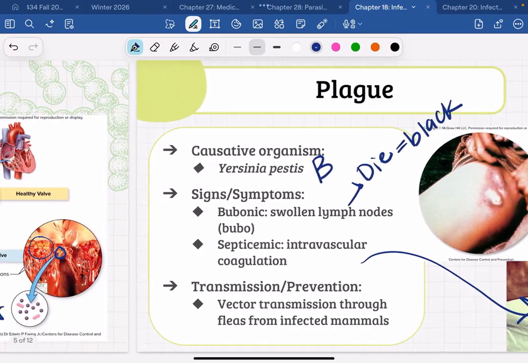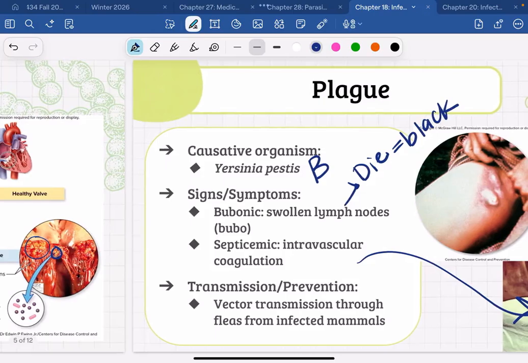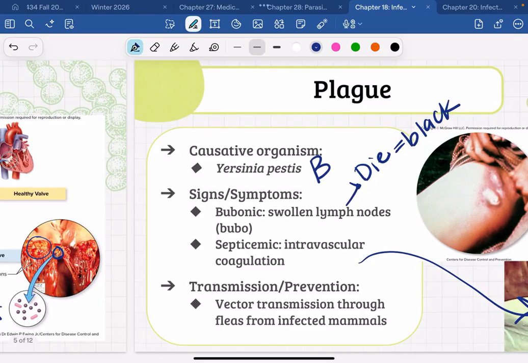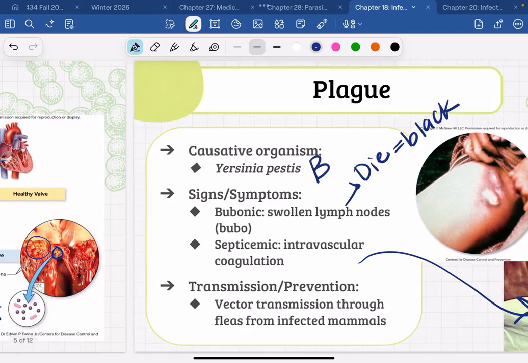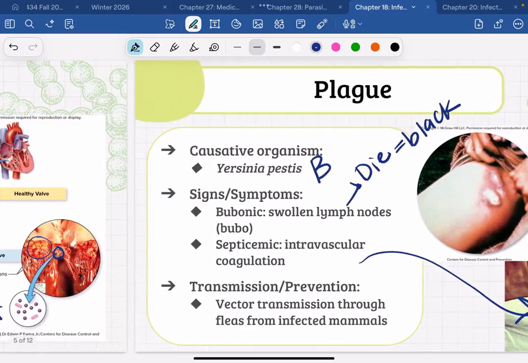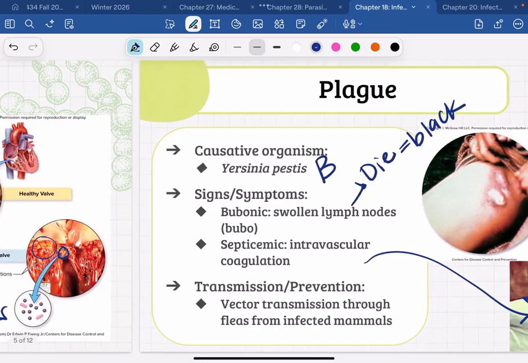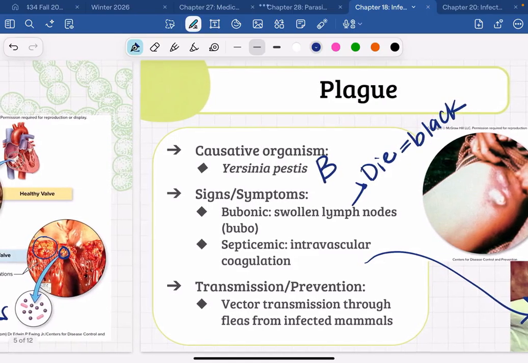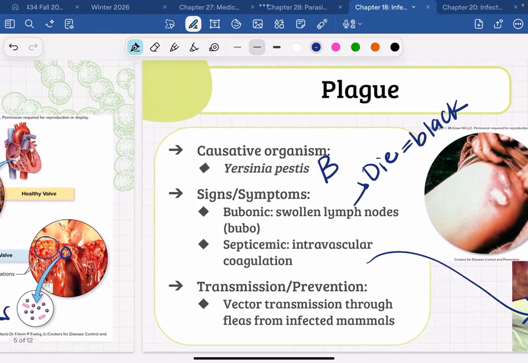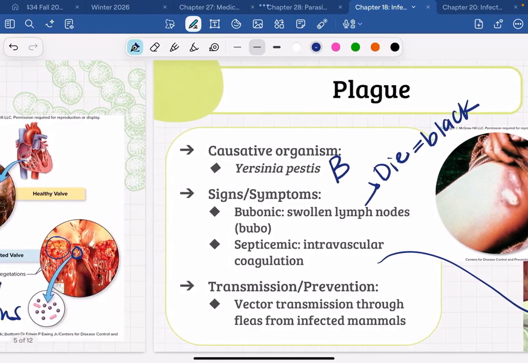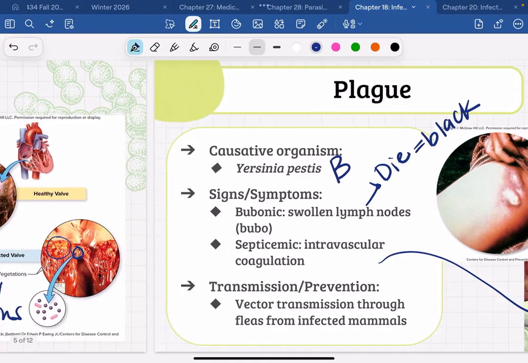So the fleas bite the rats that are infected, and then they go on and bite a human, and they pass the infection from the rat to the human. The fleas themselves are not really infected. They're not a host. They're just the vector of transmission. The fleas get the bad rap usually, but most of the time plague is transmitted through the mammals, through the rats.